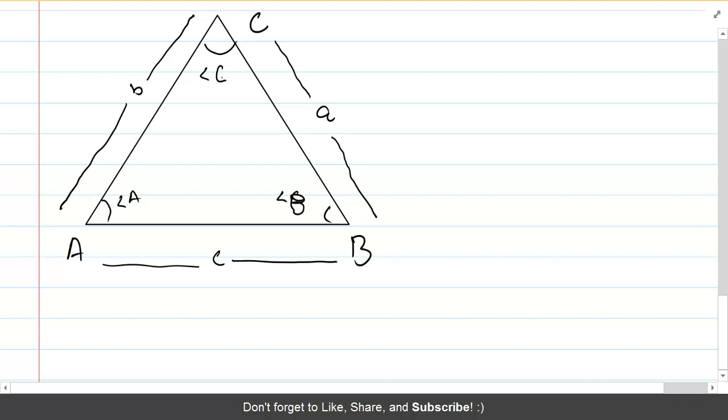We will study a lot more in detail about triangles, but at this time what we want to know is the area of a triangle. The area of triangle ABC is equal to 1/2 times base times height.